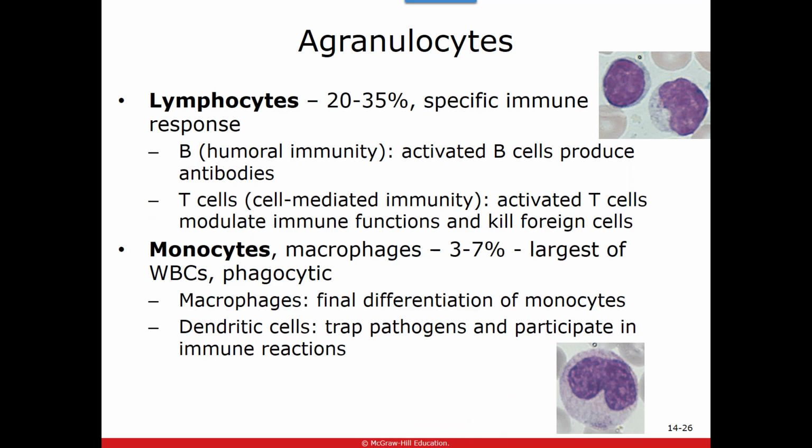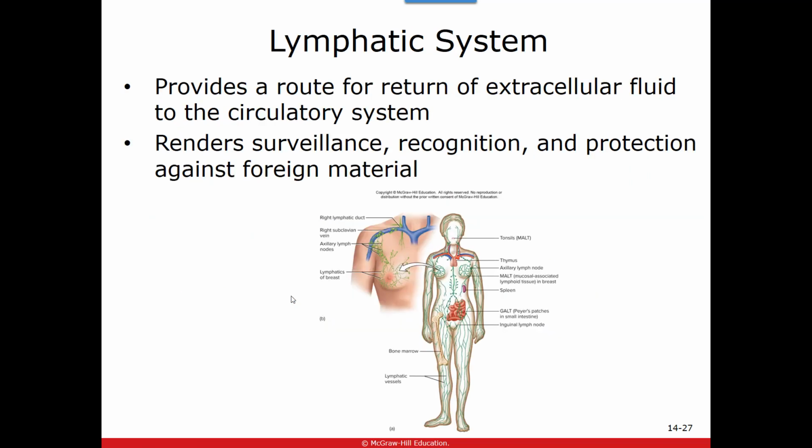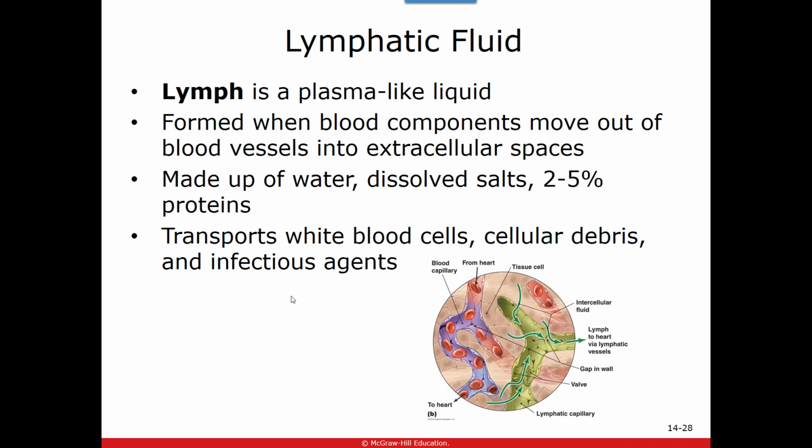Now, the whole lymphatic system, it is constantly surveying, recognizing, and trying to get rid of foreign materials. And it works together with the circulatory system to constantly be patrolling everything, getting information everywhere in the body. Now, the fluid found in the lymphatic system, which is your immune system, is called lymph. It's a plasma-like fluid, which makes sense because it comes from the circulatory system.